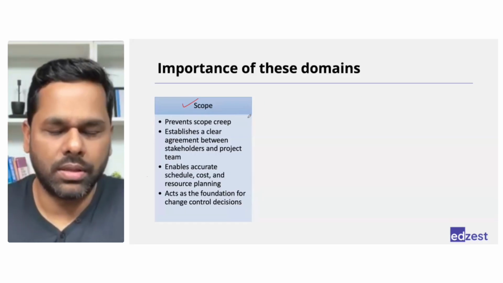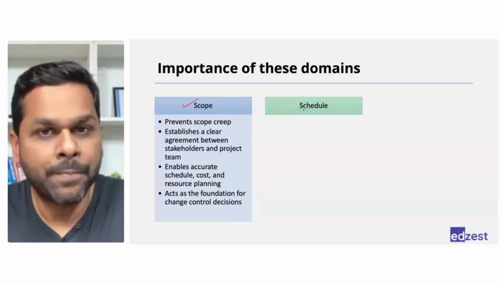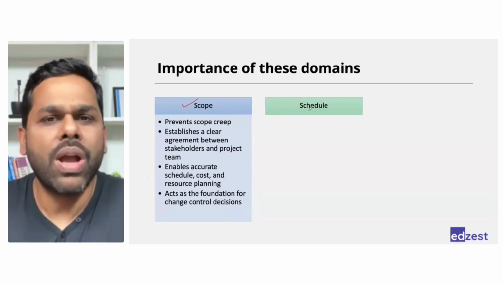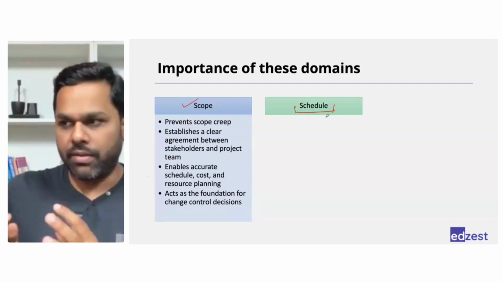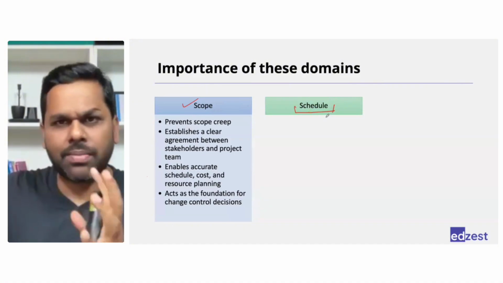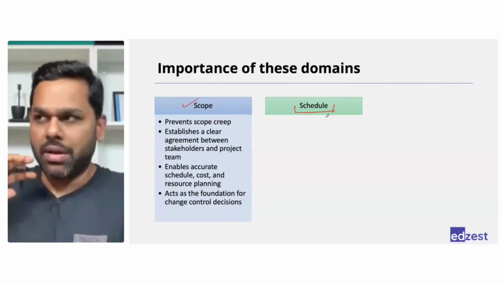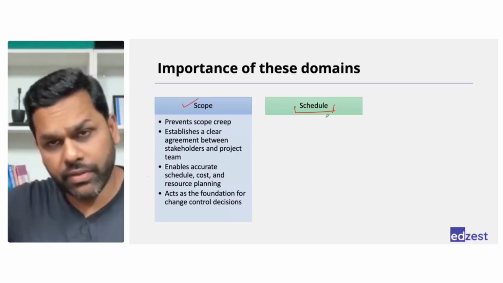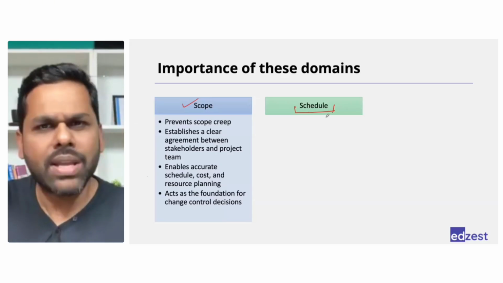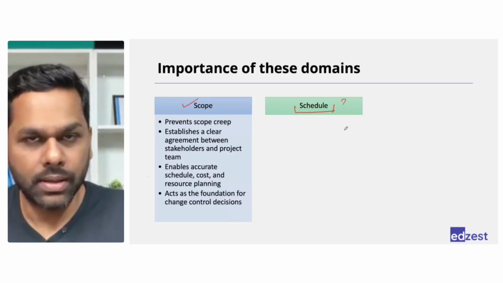Then schedule performance domains. Right? Now, why is this important? Why is working on a schedule so important in a way that you plan the schedule, you develop the schedule, then you manage the schedule, you check whether you are delivering as per the time or not regularly, every week, every 2 weeks? Why is that so important to be done?